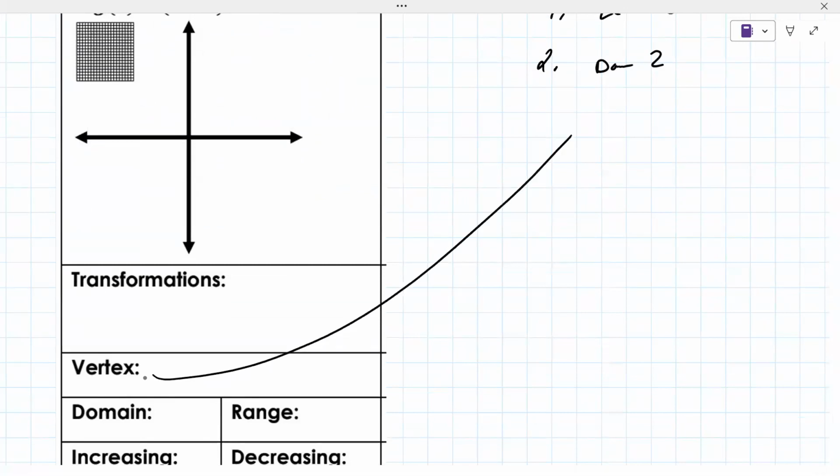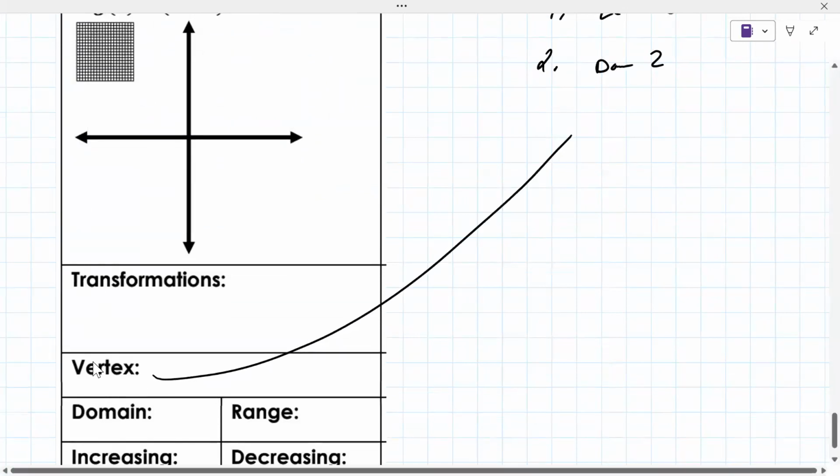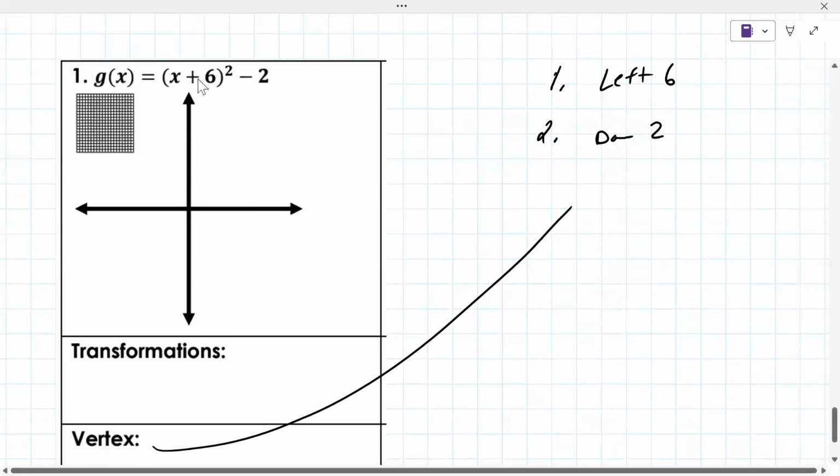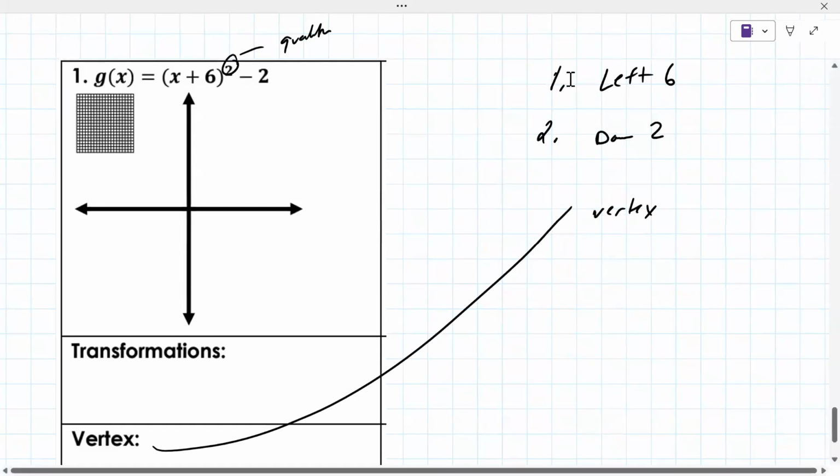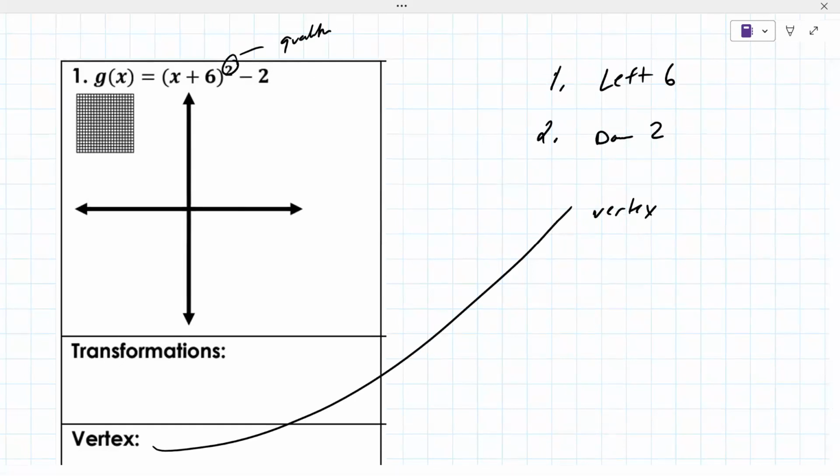All right, now the vertex is important here. Even though it's not an absolute value, this is called a quadratic, by the way. But this still has a vertex, and it still comes from the left and right, or up and down. So what is the vertex on this one, if you don't mind? The vertex would be -6 comma -2.